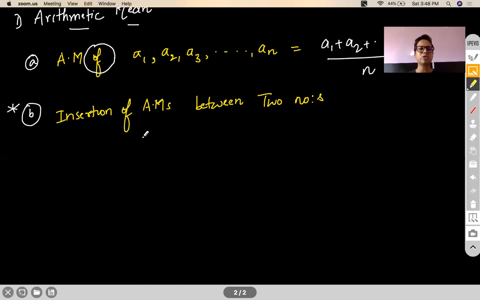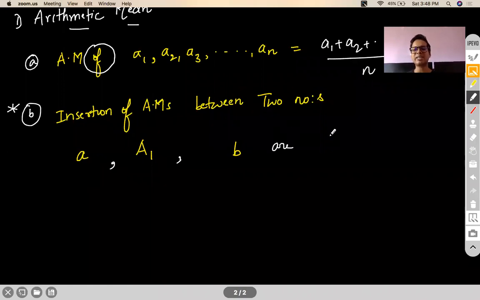So if A and B are two real quantities and you want to insert one arithmetic mean between them, first of all, what is the meaning of inserting one arithmetic mean between them? All of you please pay attention. Inserting an arithmetic mean between two numbers is like saying that these three numbers come in arithmetic progression. So inserting an arithmetic mean between A and B is basically finding a quantity A1 such that A, A1 and B are in arithmetic progression.